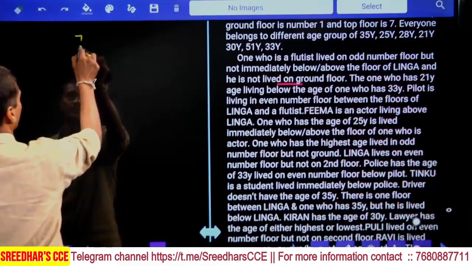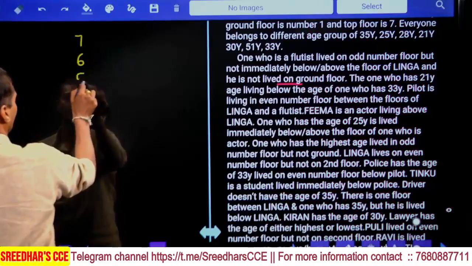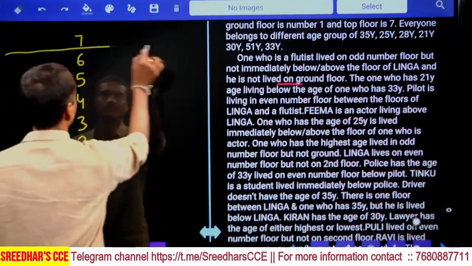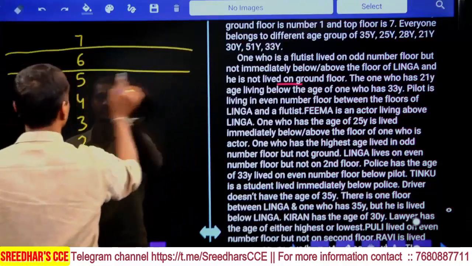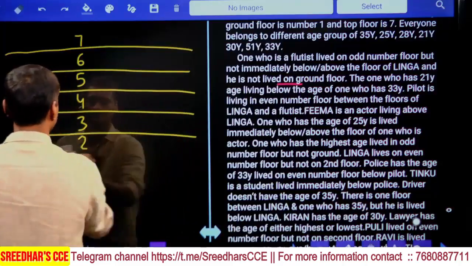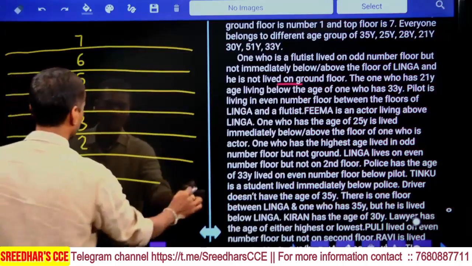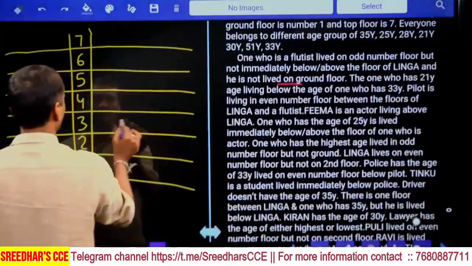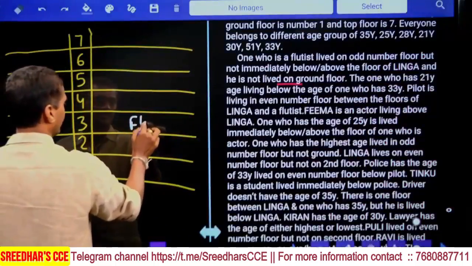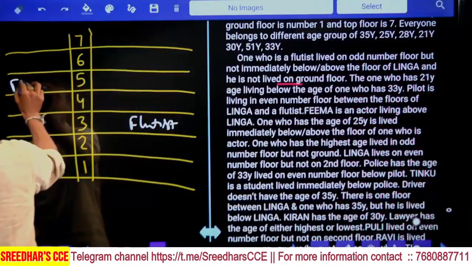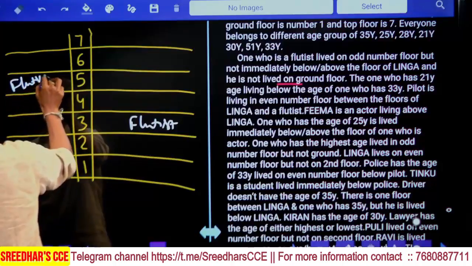Sorry, once again. Now 7, 6, 5, 4, 3, 2, 1 are the 7 floors we have. Now we have the flutist. The flutist can be either on the third floor or on the fifth floor. First case, flutist on the third floor, we have taken here. And next one, second case, flutist on the fifth floor.